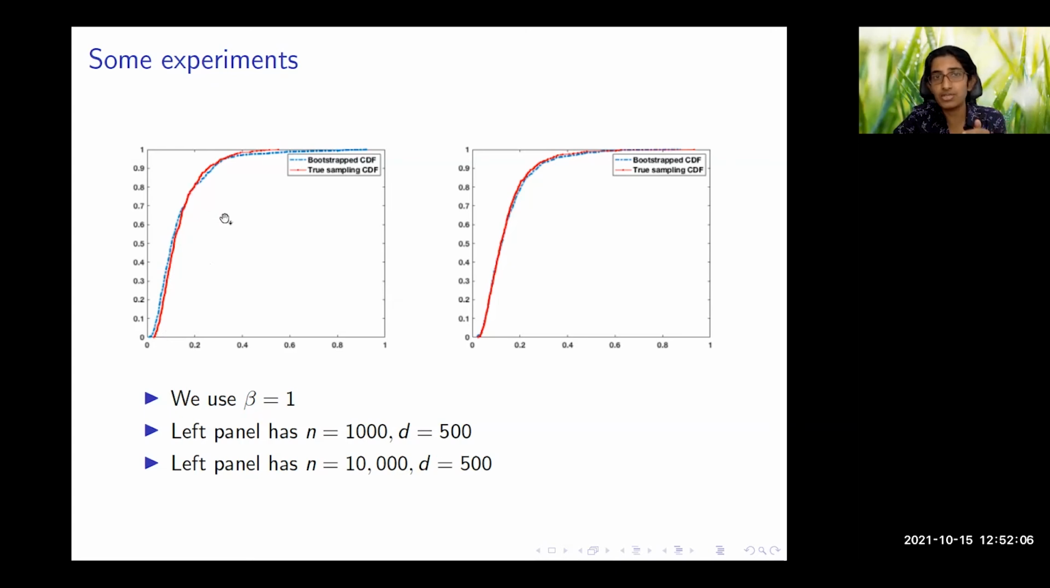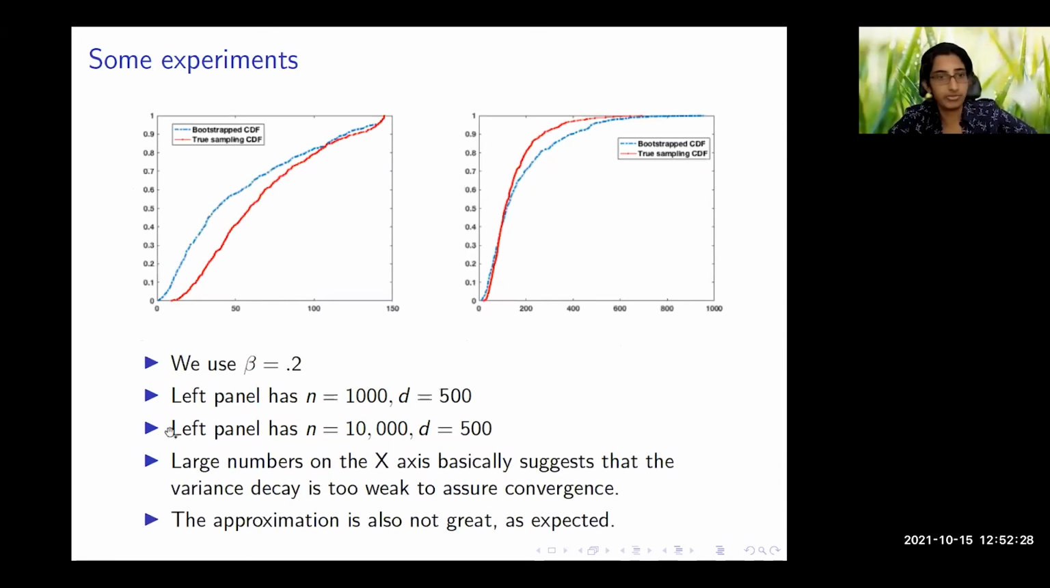The red is the true sampling CDF, the blue is the bootstrap CDF, and they are close, although in the beginning, even though they look very close, there are gaps. That gap is going to get smaller and smaller if I increase my N. You can see that if I just fix my D and increase my N, that gap nearly goes away.